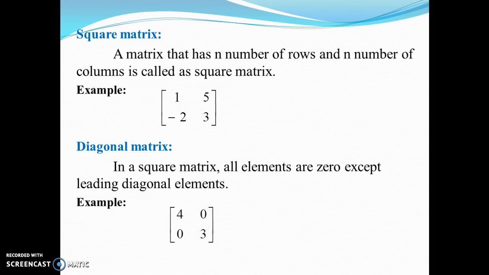Square matrix. A matrix in which the number of rows and columns are equal is known as a square matrix. This is an example of a square matrix. Next, diagonal matrix. In a square matrix, all elements are 0 except the leading diagonal elements. This is an example of a diagonal matrix.